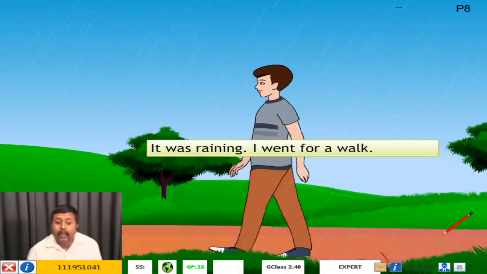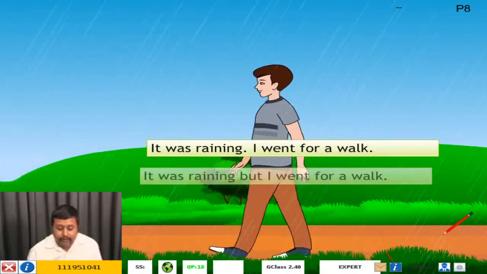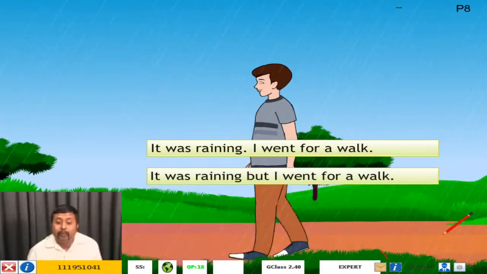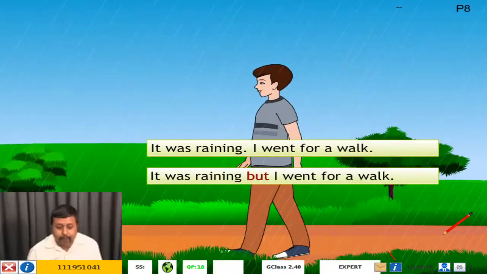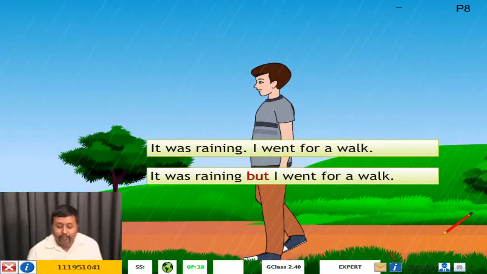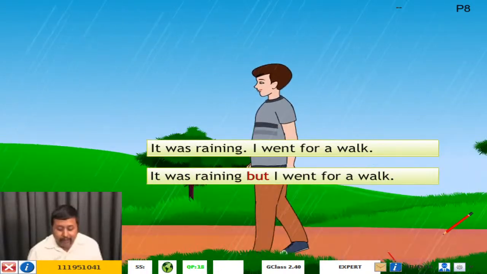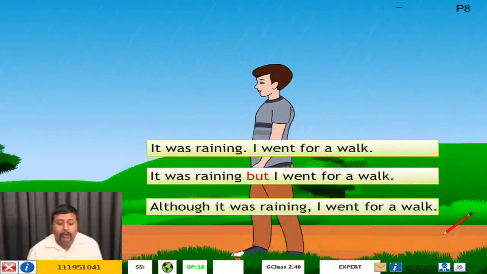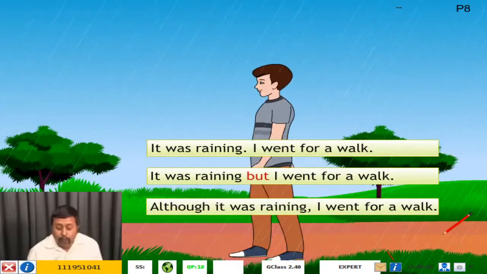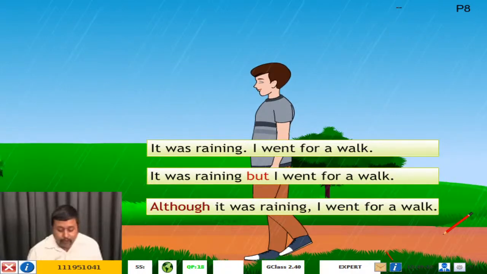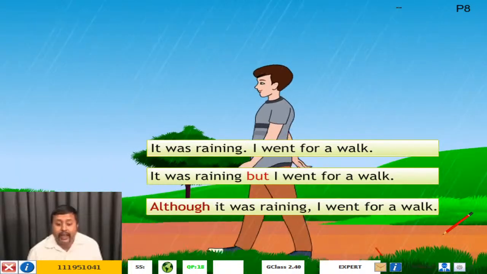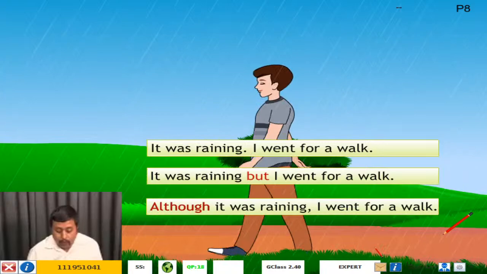It was raining, I went for a walk. So it was raining, but I went for a walk. So what we did, we joined them by using that word but. Although it was raining, I went for a walk. We joined them again using another word. What was that? That was although.